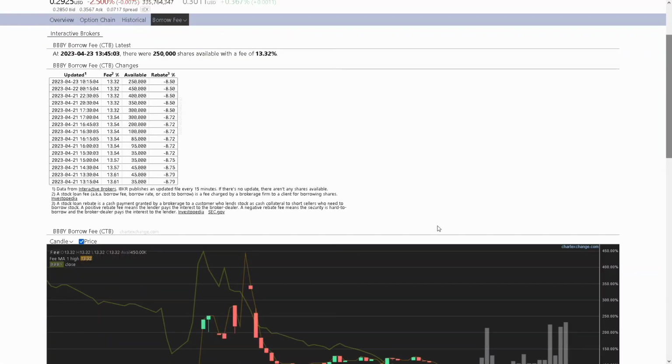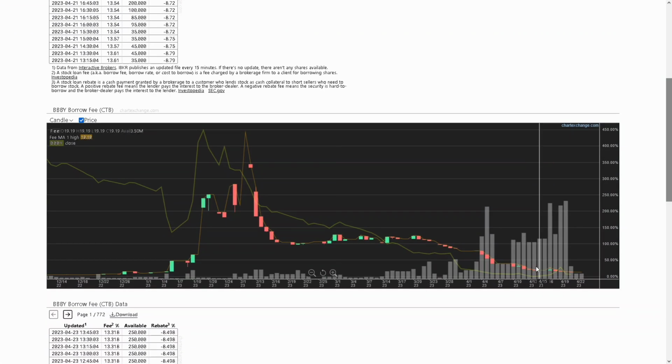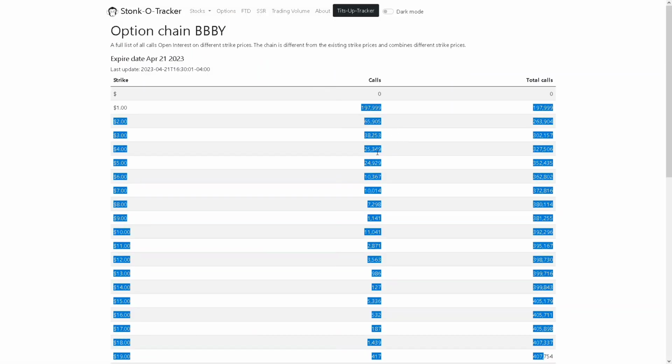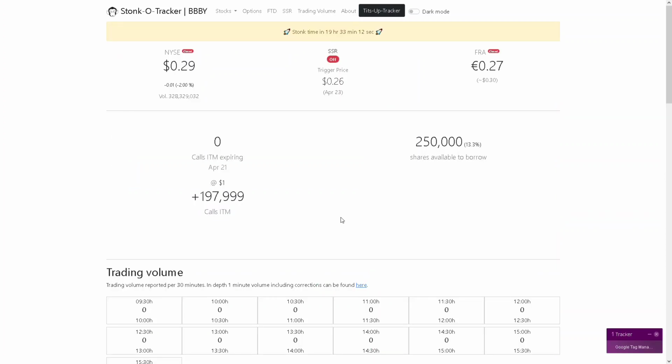Now, cost of borrow rates are not that impressive, so it wouldn't be that hard for them to get shares available to short this thing. They could get shares available to short it very, very easily, but we have seen Bed Bath & Beyond take off with a huge amount of shares available to short already. Now, what they have right now is sitting at 250,000 shares available to borrow.